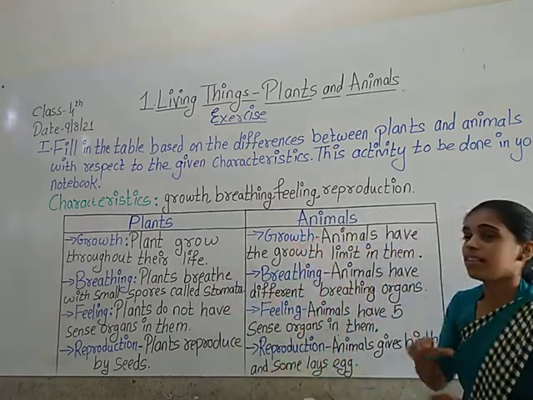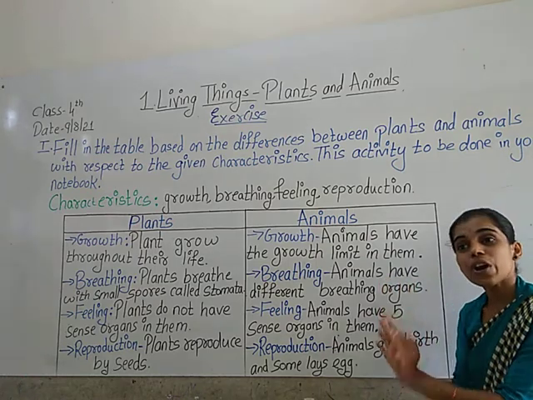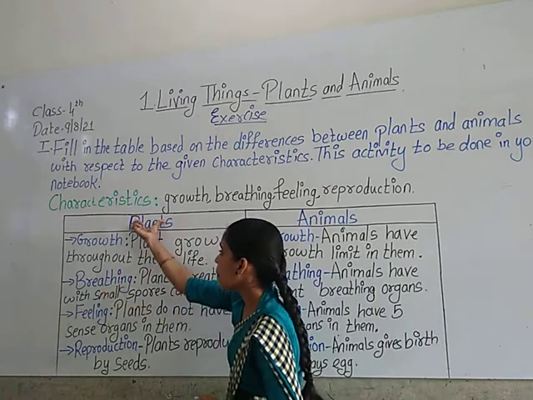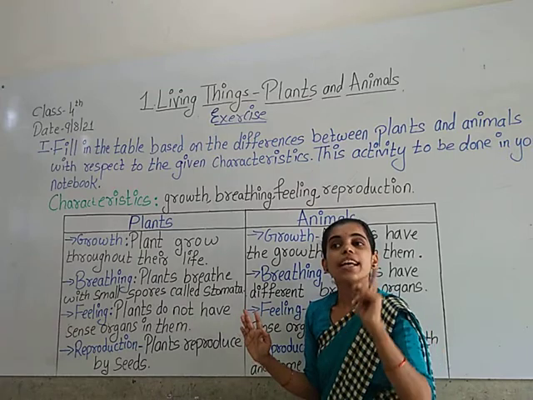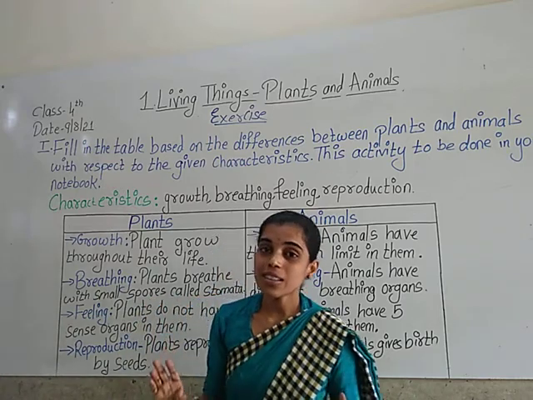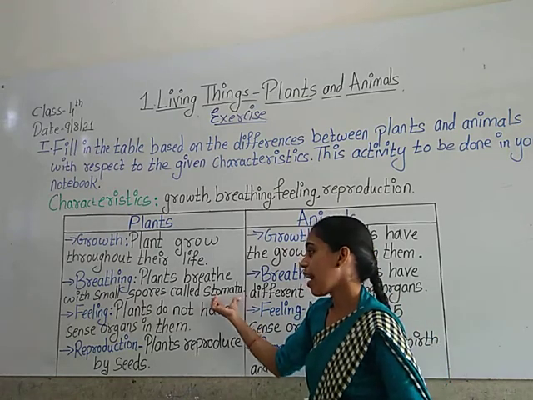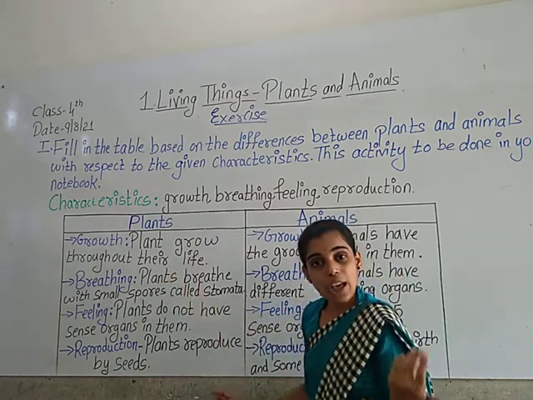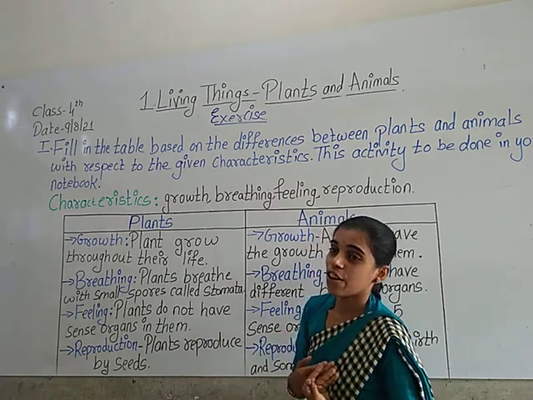Here, animals have a limitation of growth in their life. Next is breathing in plants. Plants do not have breathing organs, but they can breathe with the small holes present in the leaf. They are called stomata. And the plants take in carbon dioxide and leave out oxygen in the environment.